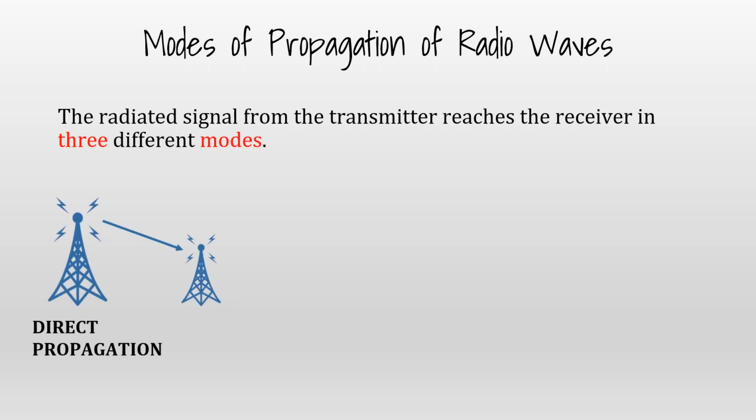The first mode of propagation is direct propagation. We can see that the signal is reaching the receiver directly without any reflection, diffraction or scattering. It is also called line of sight propagation or LOS propagation. So when you have a clear line of sight between the transmitter and receiver, the signal will directly propagate to the receiver side. This mode of propagation is called direct propagation.